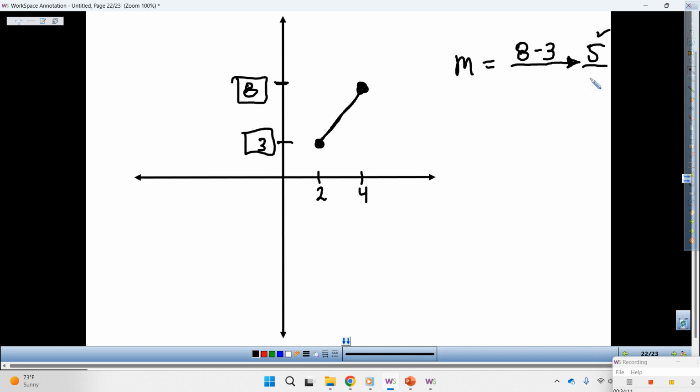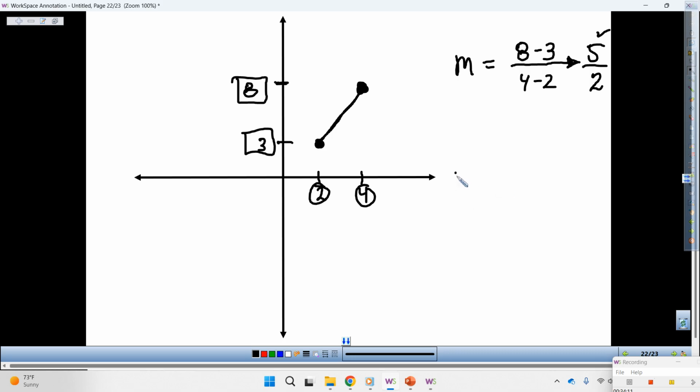Caesar, new number? 2. Hands if you agree with that. And using this one and this one, what would I write, Caesar? 4 minus 2. Okay. So for the y change, we use this top number minus this one. For the x, we use the farthest x minus this one. Yes? Okay. We good? All right.